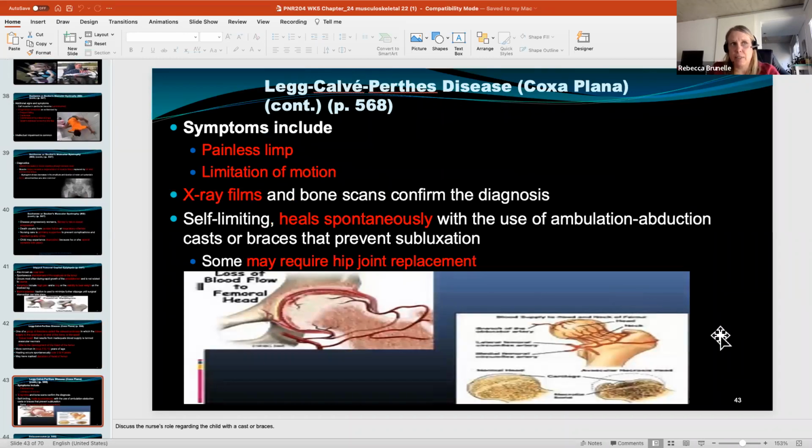So kids that have this, they'll have a limp, they might have limited range of motion in that leg. And like I said, it almost always just heals spontaneously on its own, but in severe cases, they might have to have a hip replacement surgery.